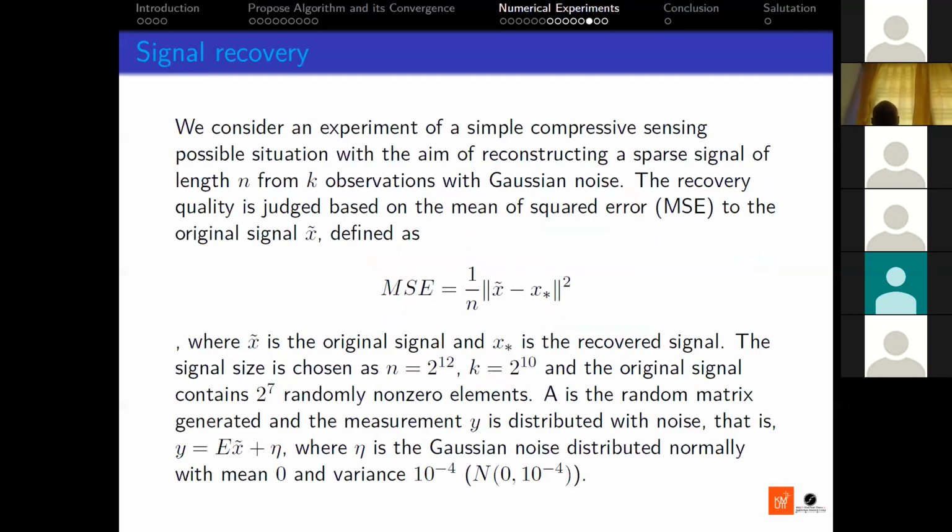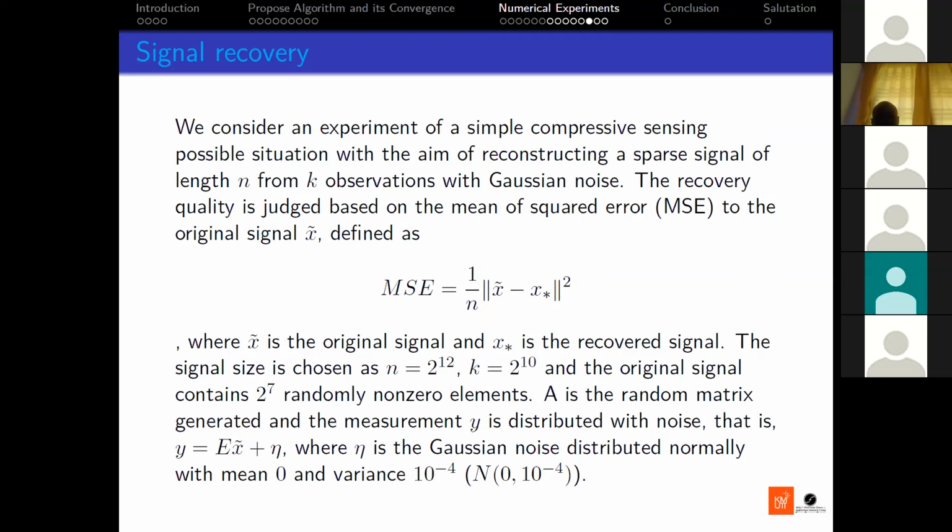So we consider reconstructing a sparse signal of length n from k observations. The recovery is assessed by the mean squared error, MSE, between the original signal and the recovered signal, where x bar is the original signal and x tilde is the recovered signal. We choose the size of n to be 2 raised to the power of 12, and k to be 2 raised to the power of 10.